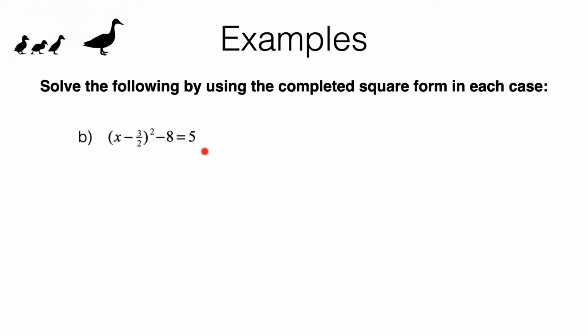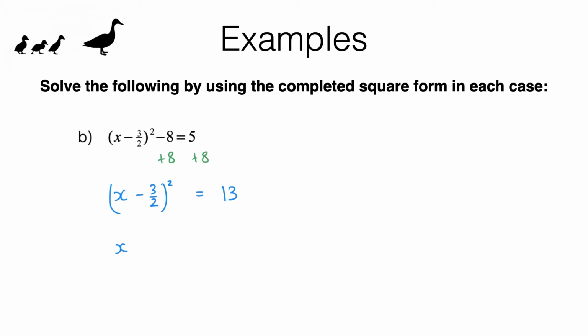Let's have a look at this second example. What we need to do in this one is add 8 to each side of the equation here. That gets us x minus 3 over 2 all squared on the left, and that equals 13 on the right. And this is a useful place to get to. We've got something squared, and that equals 13 in this case. Now, what number squared would give us 13? Well, there are two possible answers. There's the positive and the negative square roots of 13.